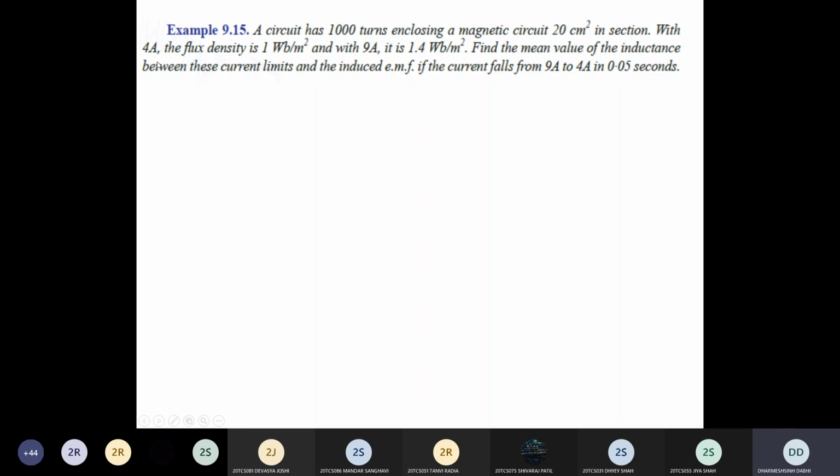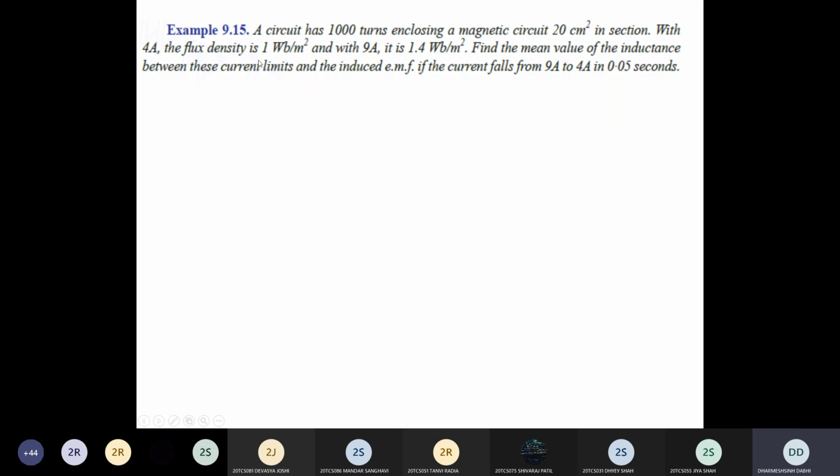Here two currents are given. One is 4 ampere. At that point, flux density is 1 Weber per meter square. And after that, the current is 9 ampere, and at that time the flux density is 1.4 Weber per meter square. So why is this current changing?